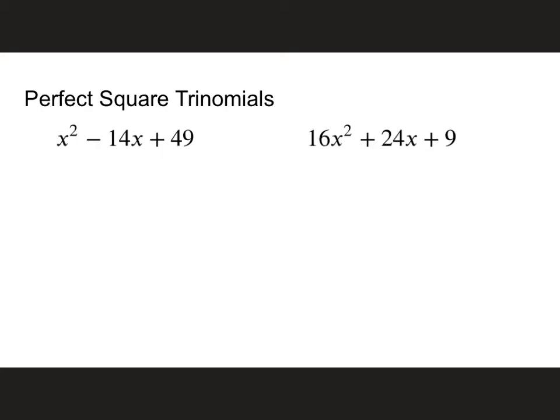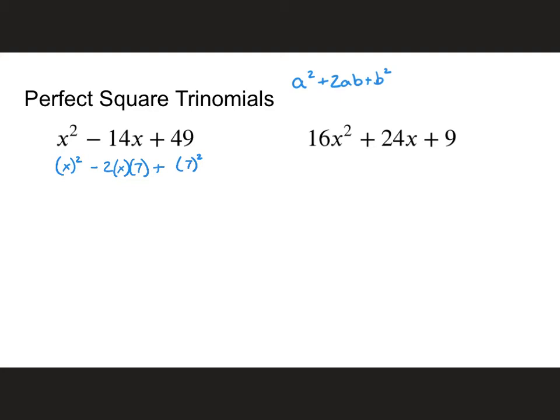For perfect square trinomials, these are always in the form a squared plus 2 times a times b plus b squared. So if we look at this first example, x squared minus 14x plus 49, we should be able to see that it's in this pattern. According to this, the a value would be x, and the b value would be 7. So I should be able to write this as 2 times a times b. And if I look at it, 2 times x times 7 does give me 14x, so I'm good there.